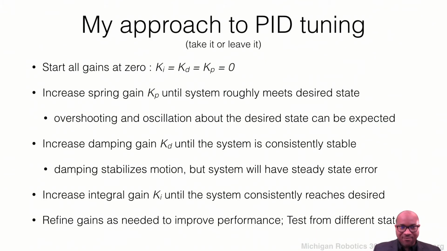So once I have that, I can start to slowly increase the integral gain until my system consistently reaches a desired location. And I try that for many different set points, and refine the gain to improve that performance. That really is what I do over and over and over again, and I try to get this to work.